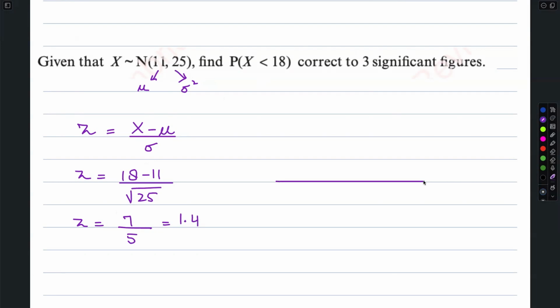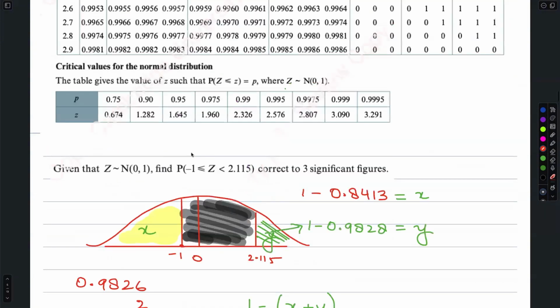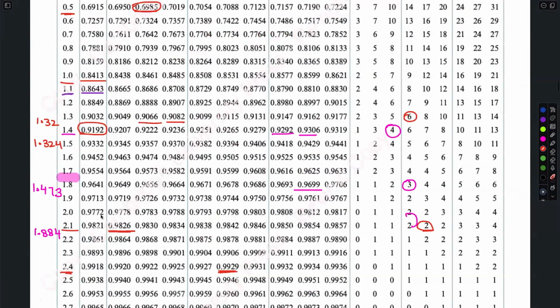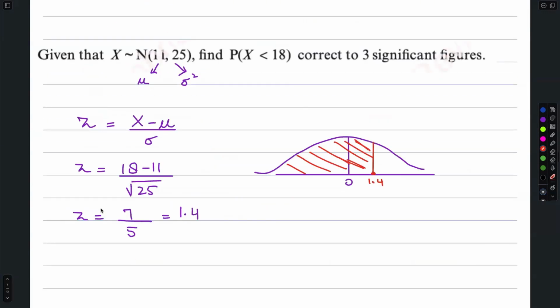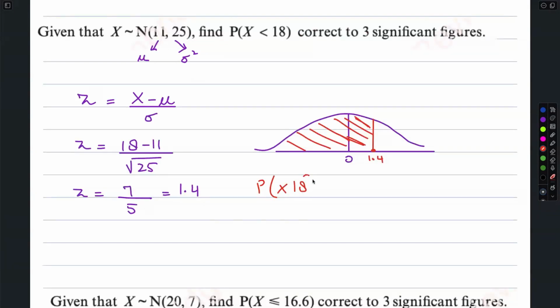Now we can make the normal distribution graph over here, and we have to find the probability for z less than 1.4. We know that this is the point 0. So the point 1.4 will be over here, and we have to find the probability less than that. So it means we have to find this probability. Now going back to the distribution table, we have to find the probability at 1.4. So this is 1.4 over here, and 1.40 gives the probability 0.9192. So which means that the probability for x less than 18 will be 0.9192.